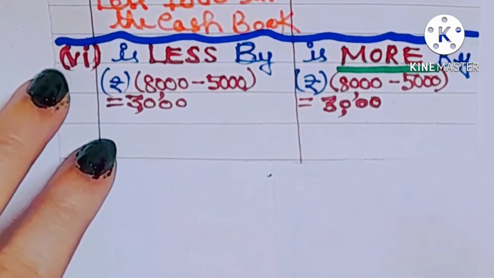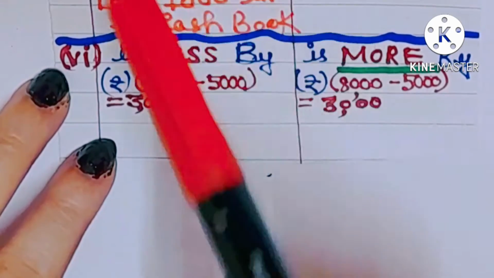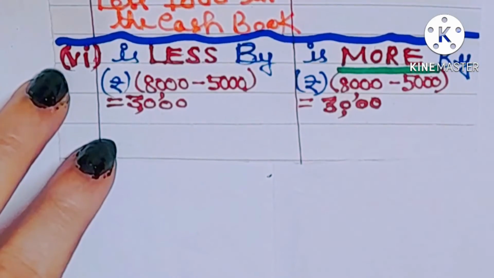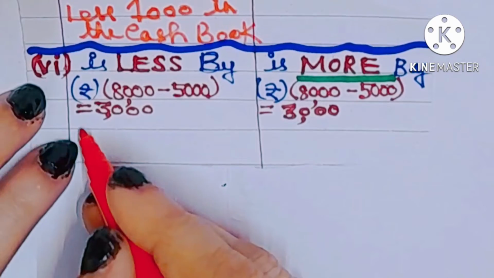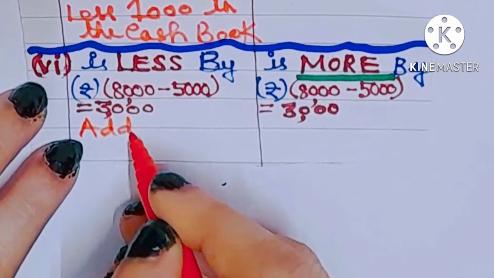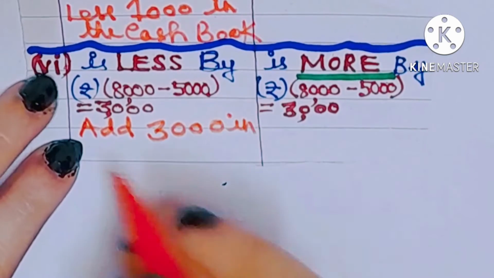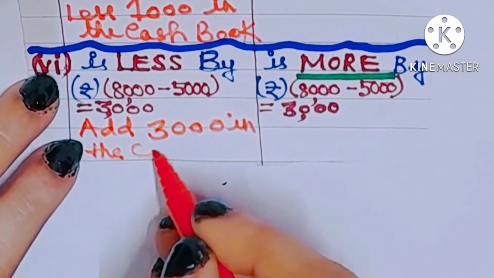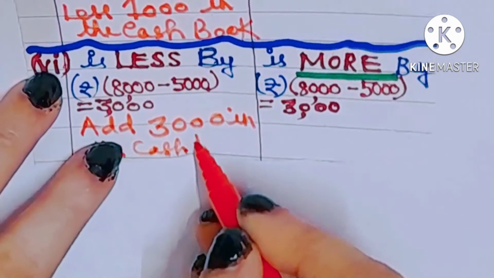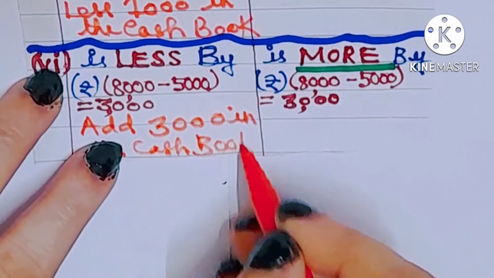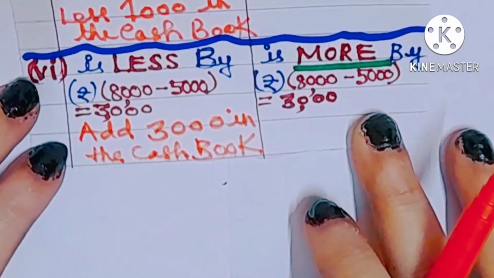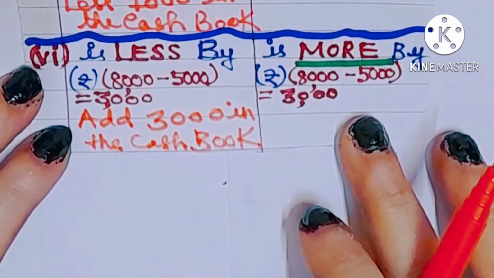So our job is to make cash book balance equal to passbook balance. So if we add rupees 3,000 in the cash book, then cash book balance will be equal to passbook balance. Okay. So let me explain it in Bengali also.